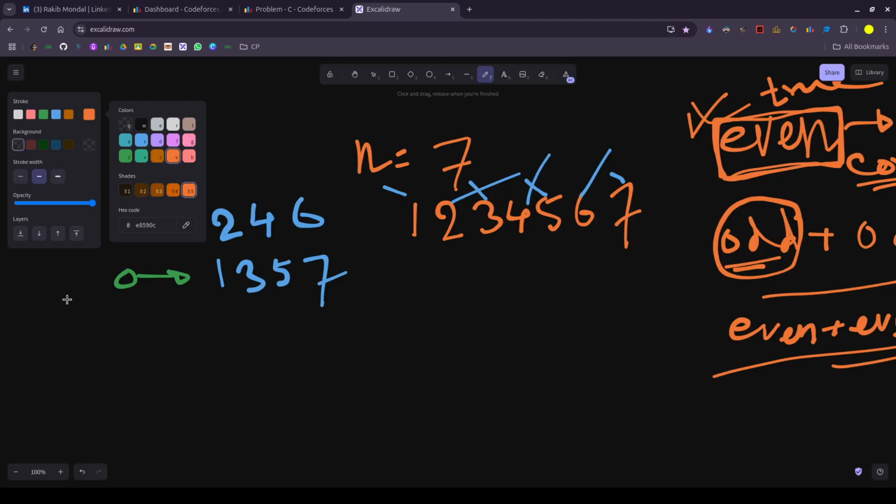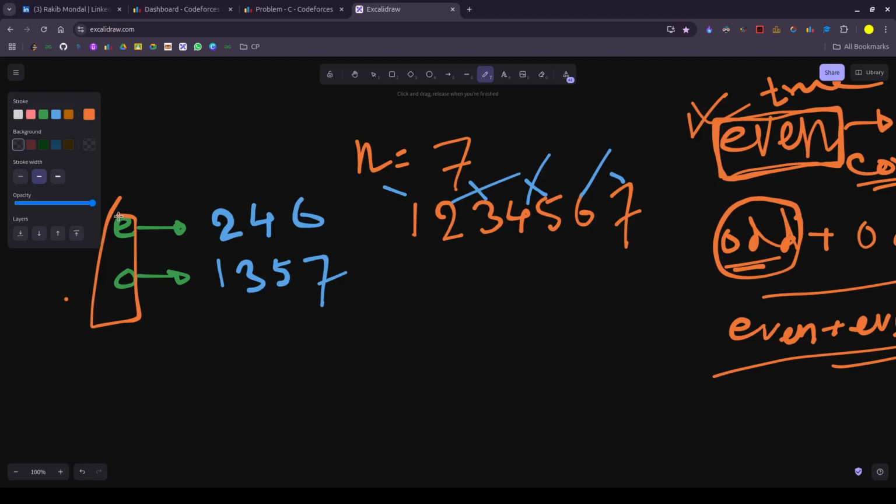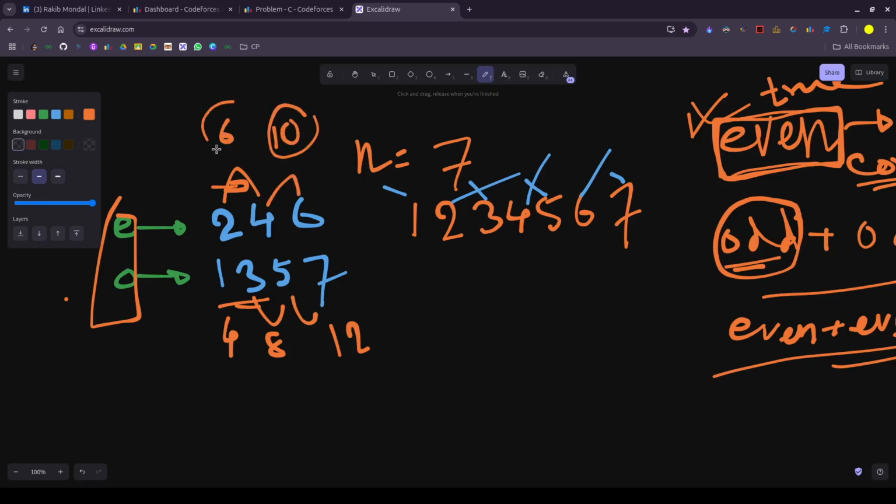Here in the two split arrays, the sum of two consecutive numbers is always composite, isn't it? 1 and 3 is 4, which is composite. 3 and 5 is 8, composite. 5 and 7 is 12, composite. 2 and 4 is 6, composite. 4 and 6 is 10, composite. Now we just have to find a way to merge these two arrays. Like here, if we merge 1, 3, 5, 7 with this array, 2, 4, 6, we can directly merge it.